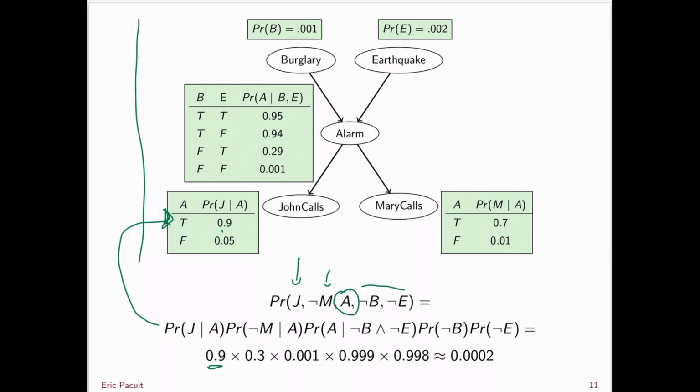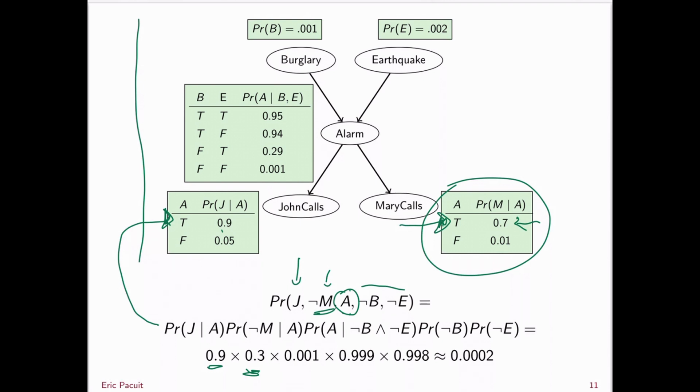What about the probability of not M? Well, we know that M depends on A, so we can look at the conditional probability table. We've assumed that A is true, so we're in the first row of that table. But we want to know the probability that M is false. The table tells me that there's a 0.7 chance that Mary will call if the alarm is going off. That means there's a 0.3 chance that Mary will not call, given that the alarm is in fact going off.